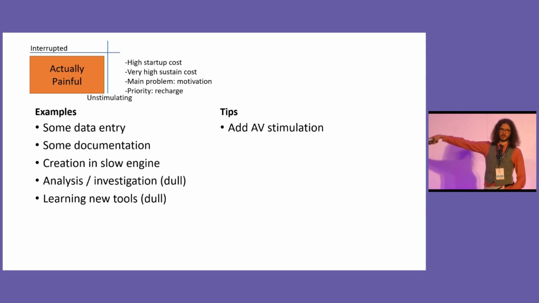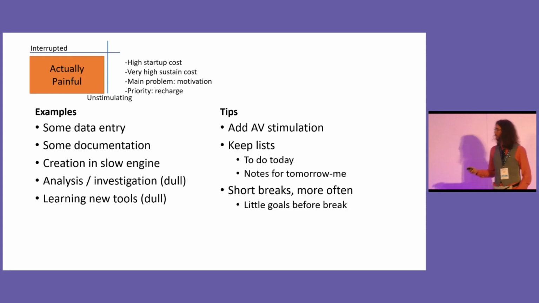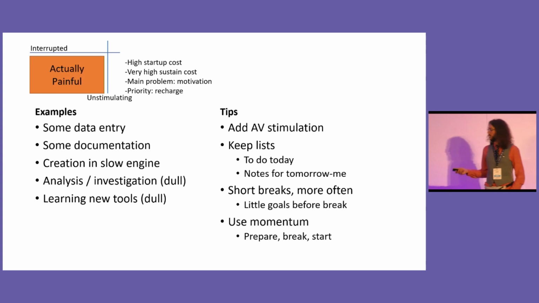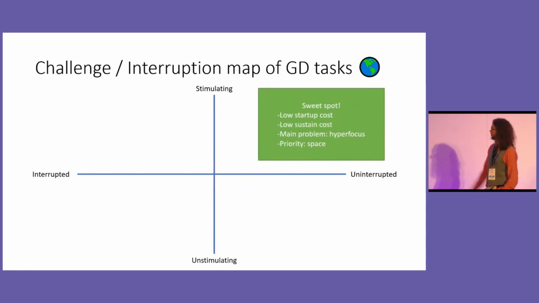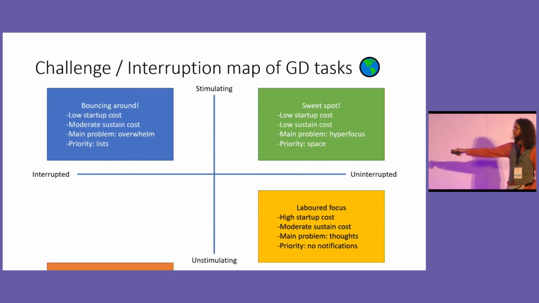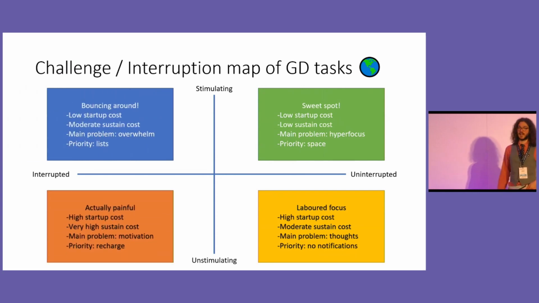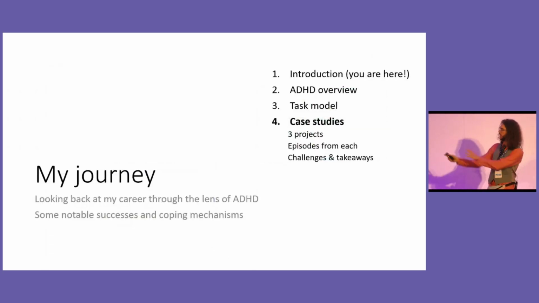None of these tips are going to be new. So we've seen unstimulating and interrupted work: adding stimulation, keeping lists, doing short breaks more often, and using momentum. Basically, get through your day, just whatever you can, and don't be too hard on yourself, because you're not going to be that productive. So looking back at our 4 quadrants, we have sweet spot, labored focus, bouncing around, and actually painful. I could end my talk here, but I'm going to go through how this kind of manifests throughout my career and my journey.